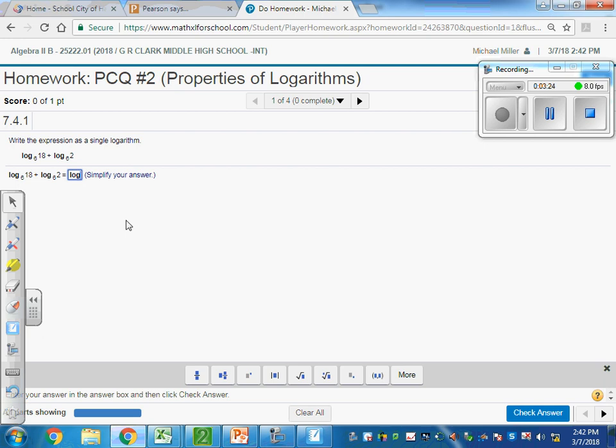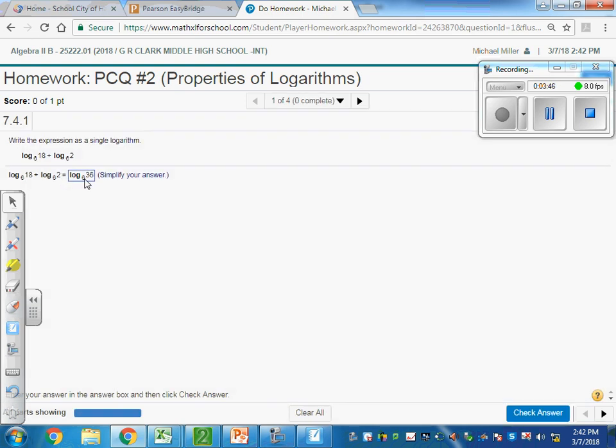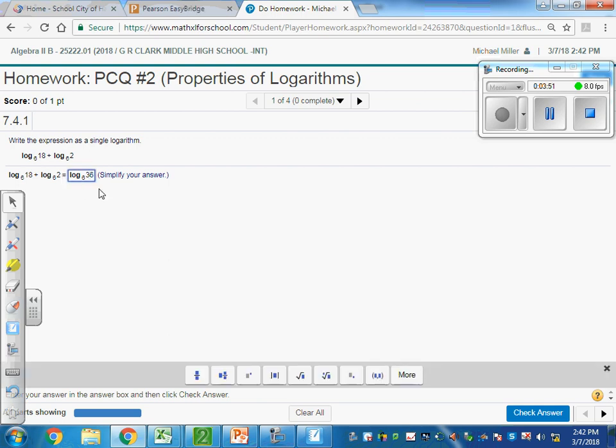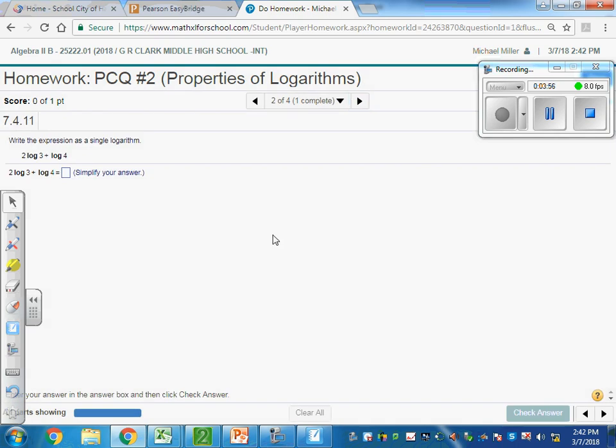All right, so first I said I would try to type in log base 6 of 36 and see if it will accept it. It doesn't like it. See, now look at what it says here, guys. Although your answer is equal to the correct answer, it is not in correct form. Why is it not in correct form? Because 6 squared is 36. That means log base 6 of 36 is 2. Yay! I'm so smart.